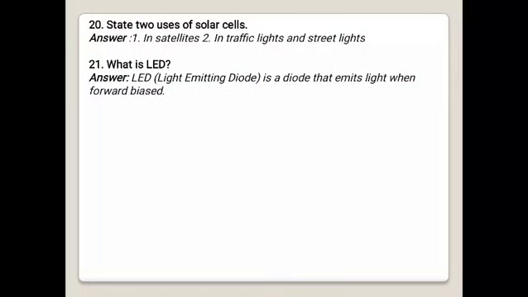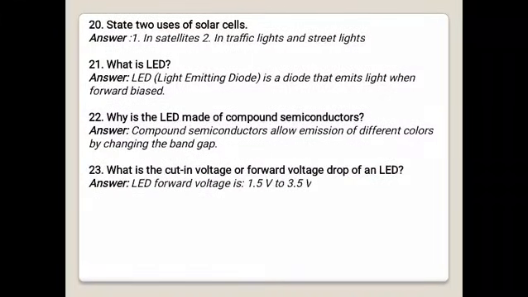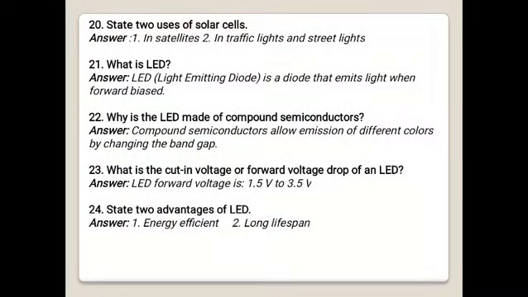What is LED? LED, that is light emitting diode, is a diode that emits light when forward biased. Why is the LED made of compound semiconductors? Answer. Because compound semiconductors allow emission of different colors by changing the band gap. What is the cut-in voltage or forward voltage drop of an LED? Answer. LED forward voltage is 1.5 volt to 3.5 volt.